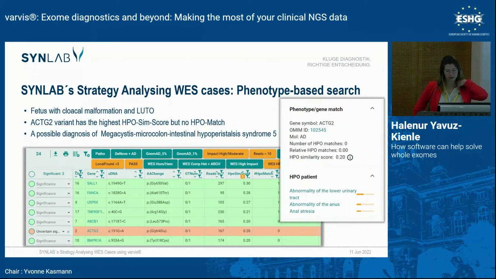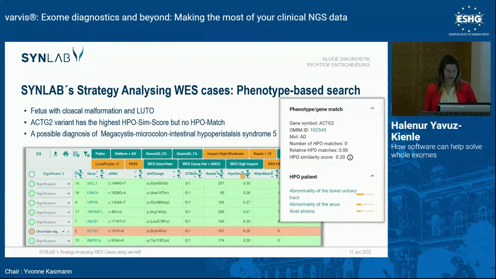Another case where we were searching for a variant and not finding it, maybe an internal tip for Varvis users: the HPO similarity score here brought this variant, ACTG2, for us, but not the HPO match, so be careful. This is a fetus with cloacal malformations and lower urinary tract obstruction. We did our search. I think the clinical scientists didn't even identify a variant in this case. We were about to report it almost negative, then we were discussing the very specific phenotype with ultrasound findings.